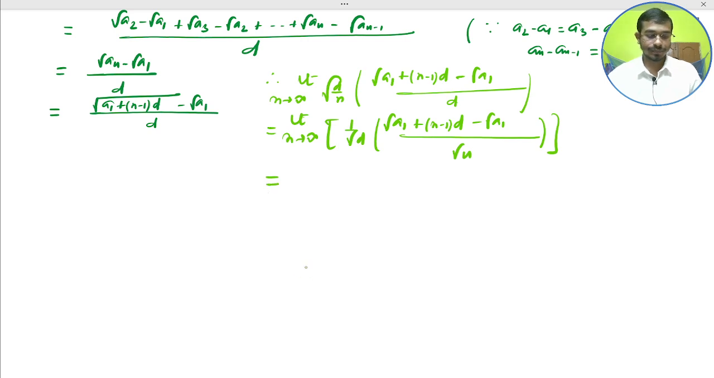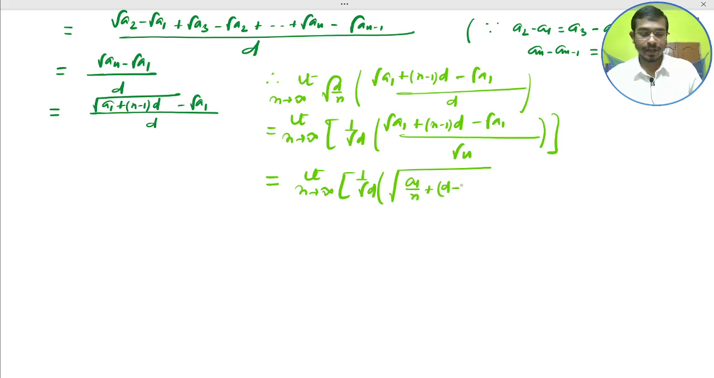This is equal to limit n tends to infinity of 1 by root d. Okay, so here it would become the root of a1 by n plus d minus, putting this value d by n minus a1 by n. Just simple calculation.